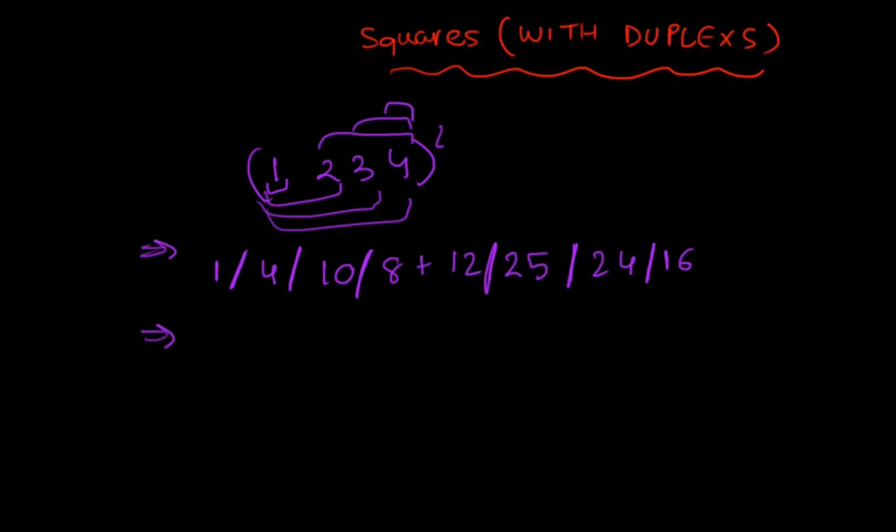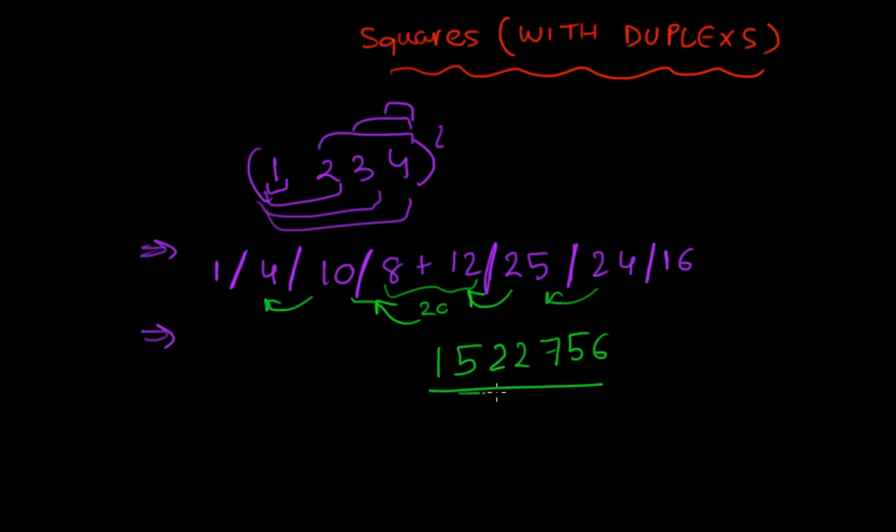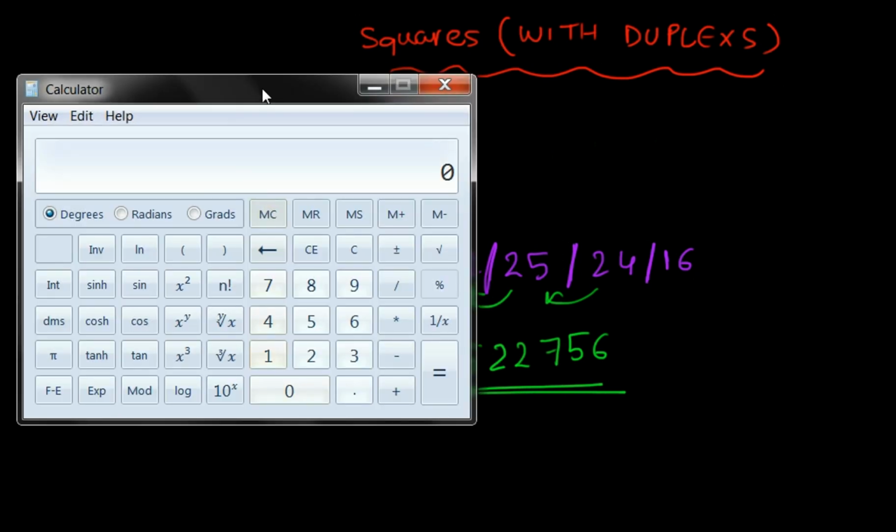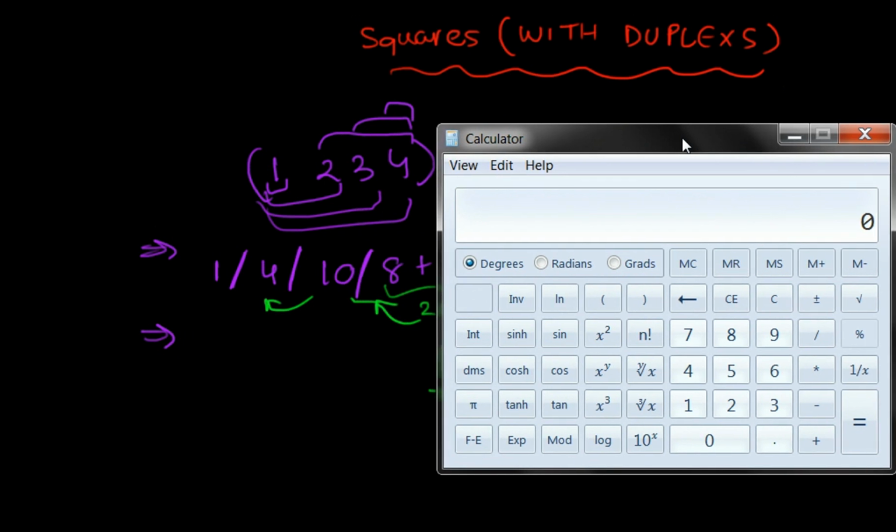Alrighty, so let's calculate the final answer. 6, 1 gets carried over. 5, 2 gets carried over. 7, 2 gets carried over. This is just 20, and then as 2 gets carried over, it becomes 2, and this 2 gets carried over there, so it becomes 2, and then this 1 gets carried over, 5 and 1. So this is our final answer, 1522756. Let's check that out with a calculator.